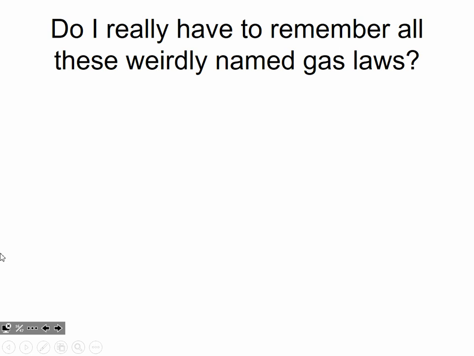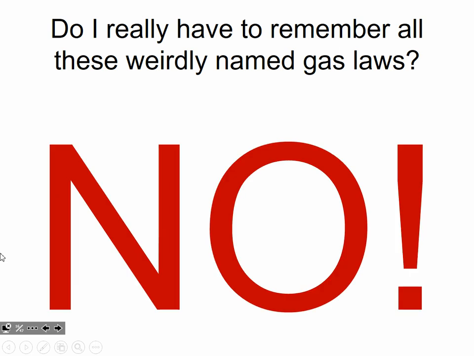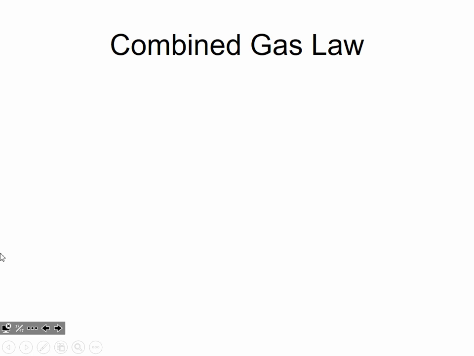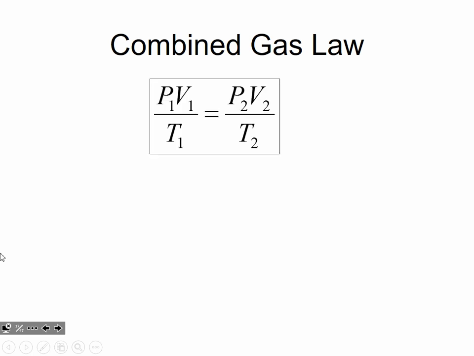Now, there's a whole bunch of different gas laws, right? Charles' law, Boyle's law, Gay-Lussac's law. Do you have to remember them individually? No, you do not. And the reason that you don't have to remember them all individually is because of something called the combined gas law. And the combined gas law is P1V1 over T1 equals P2V2 over T2. And this is the one that we're going to be working with.